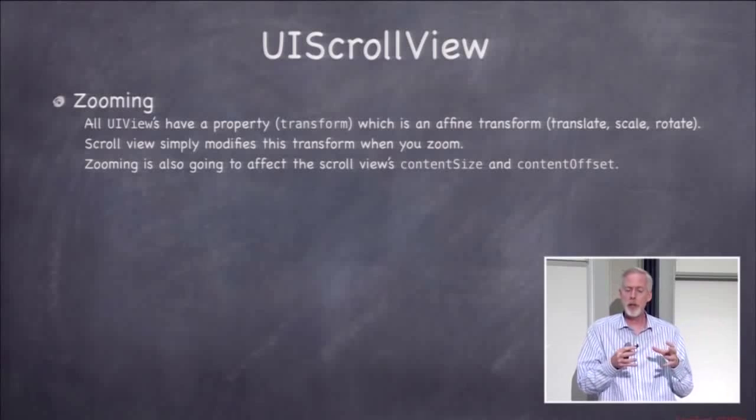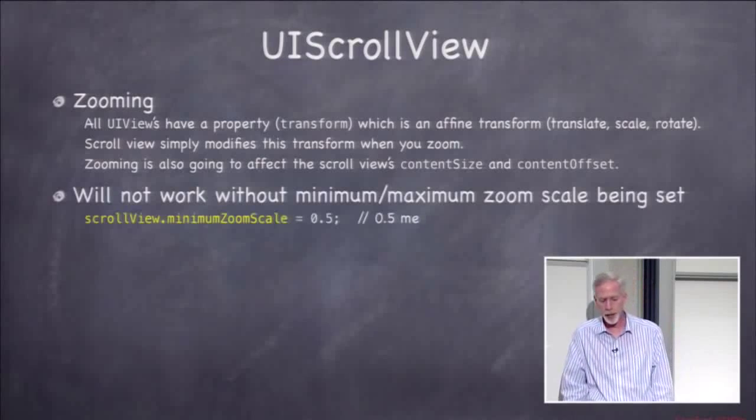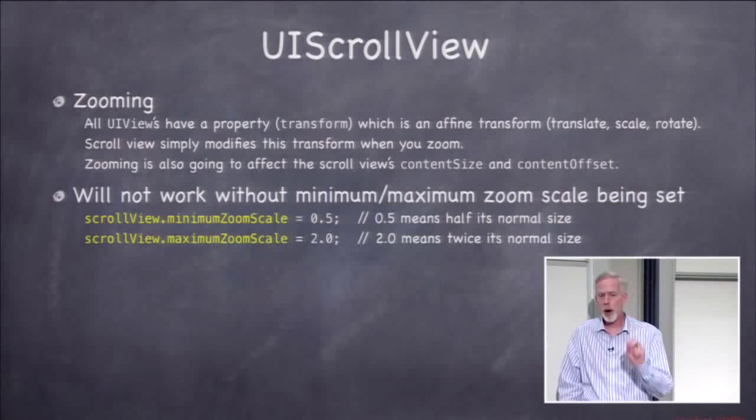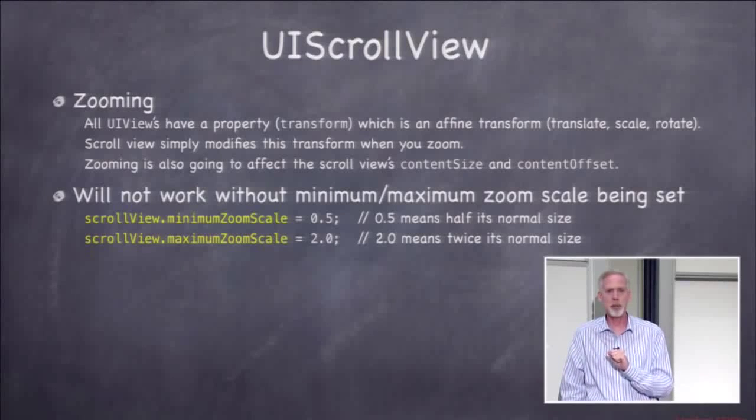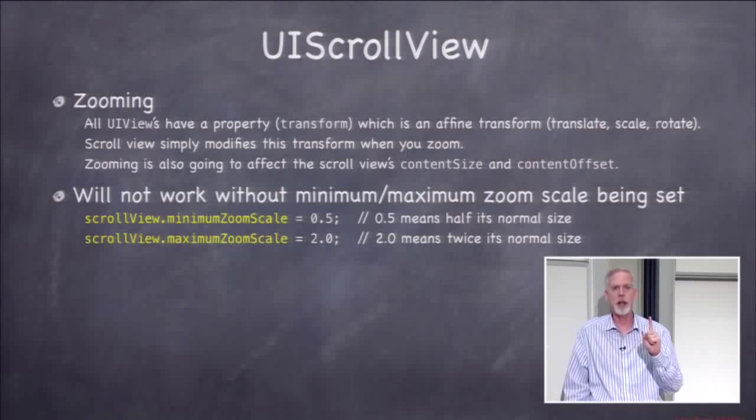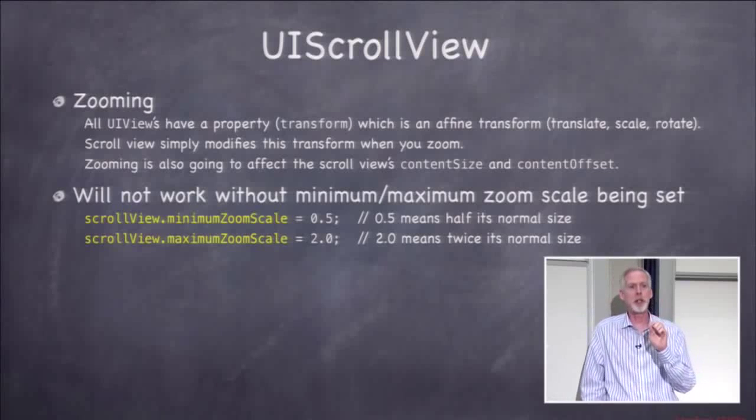That means that your view, if it's zoomed in a lot, could be kind of grainy unless your view knows how to adjust itself once it's zoomed in. We'll talk about that in a second. Zooming requires two very important things to be set. The first thing is the minimum and maximum zoom scale. By default, these are 1, meaning you can't zoom in or out. It's just going to show you a zoom scale of 1.